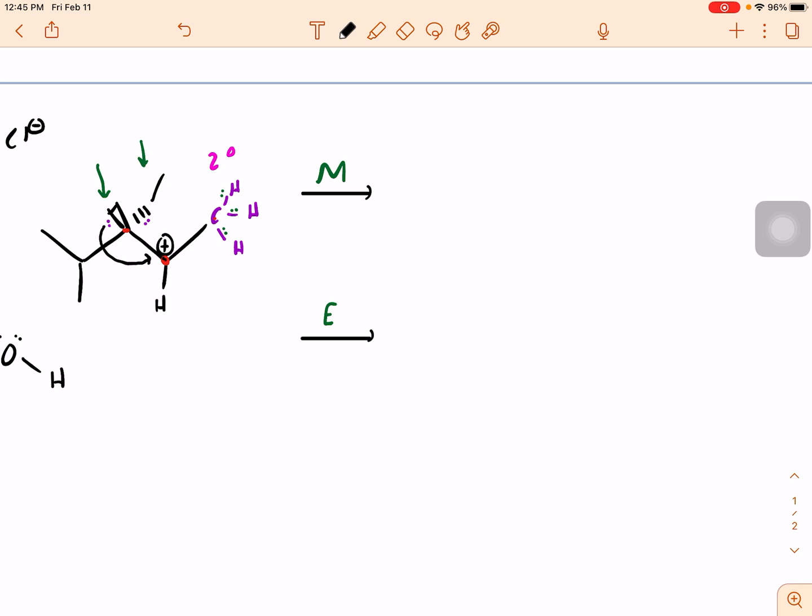This carbocation is so unhappy because it doesn't have 4 substituents, it only has 3, which is why carbocations are super unstable. So moving the methyl group, we have to draw our new carbocation.